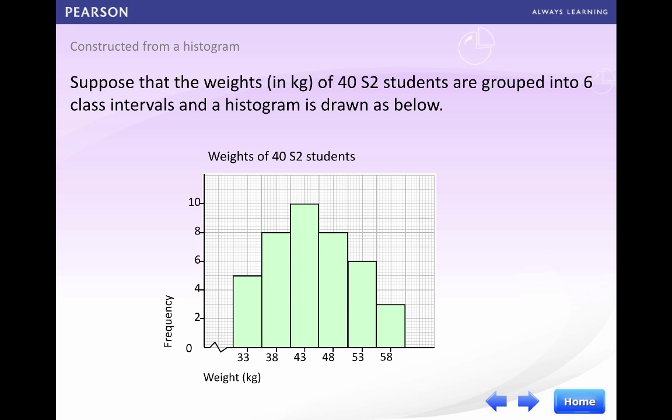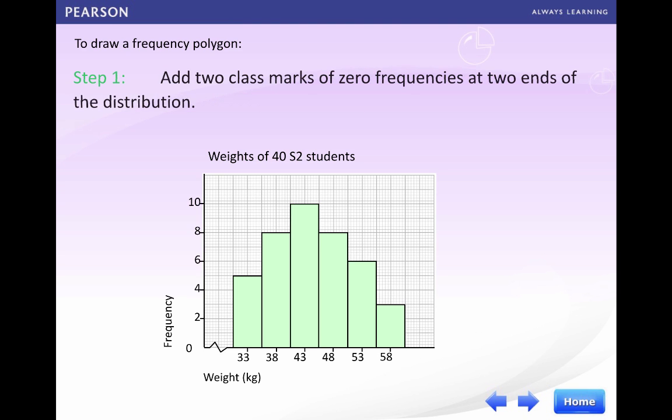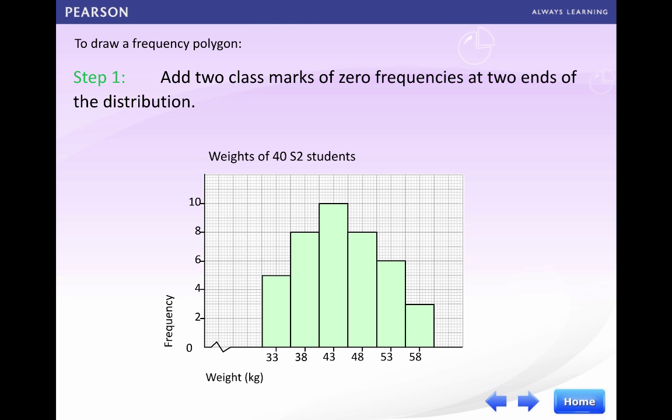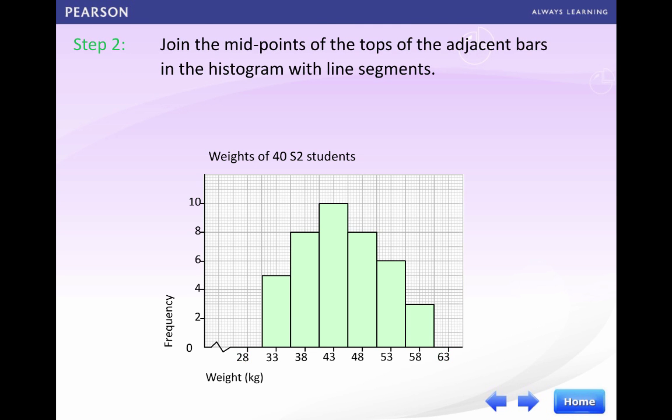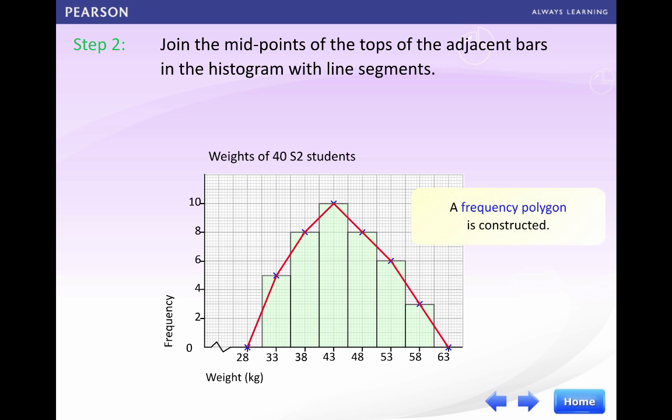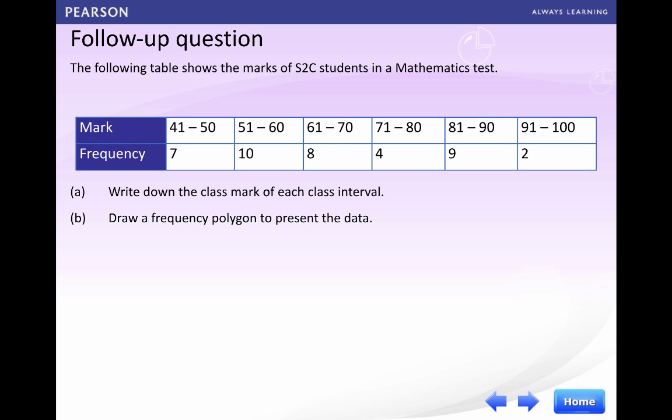And maybe we have a histogram like this. How do we draw a frequency polygon from this? We can add two class marks of zero frequency first. So that means you need to put the two class marks here, and then you join the midpoints of the bars like this, and then you join them with line segments. So this is also a frequency polygon.